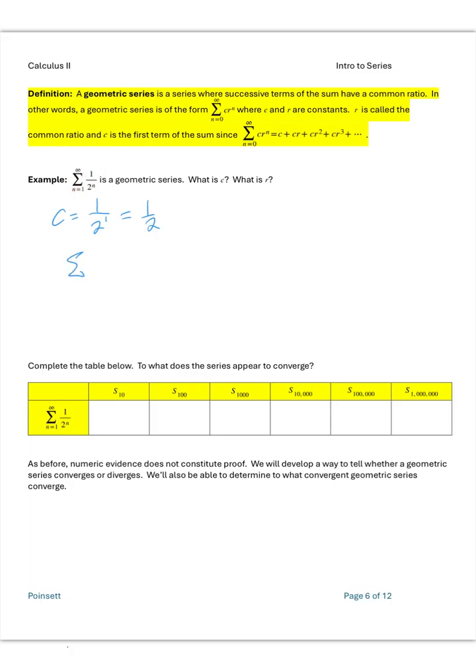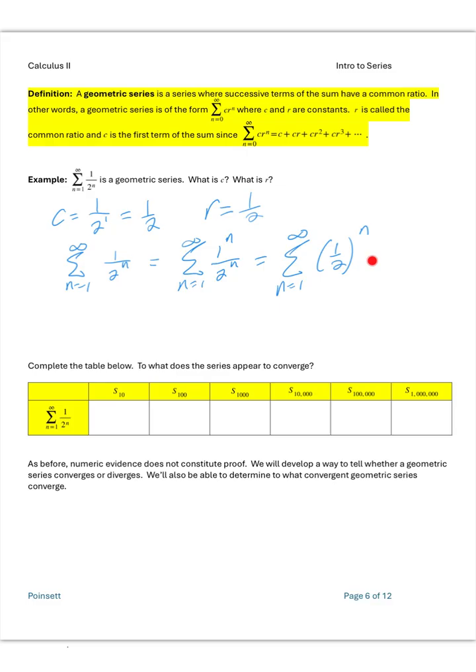So we have the sum as n goes from 1 to infinity of 1 over 2 to the n. We can rewrite this sum as the sum as n goes from 1 to infinity of 1 to the n over 2 to the n, since 1 to the n is equivalent to 1 for every finite value of n. Now, using your exponent laws, we can rewrite this as the sum as n goes from 1 to infinity of 1/2 to the n power. Now that we have a number raised to the nth power, that is our ratio r. So r is equal to 1/2. We have successfully identified c and r for this geometric series.